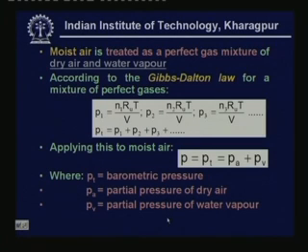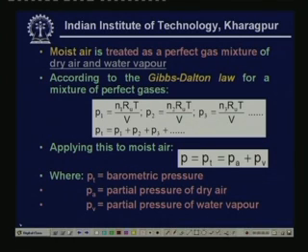Since we are treating moist air as a mixture of perfect gases, moist air itself behaves as an ideal gas or a perfect gas. So we can apply the Gibbs-Dalton law, which for a mixture of perfect gases is given like this. According to the Gibbs-Dalton law, each perfect gas behaves as though it is occupying the whole volume, and there won't be any interaction between the molecules of different gases.